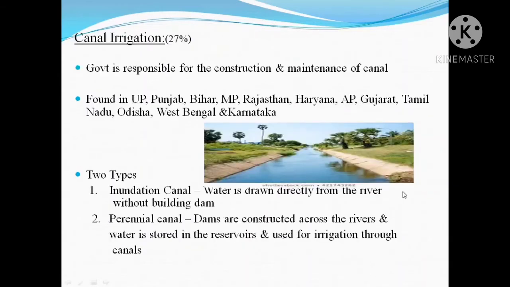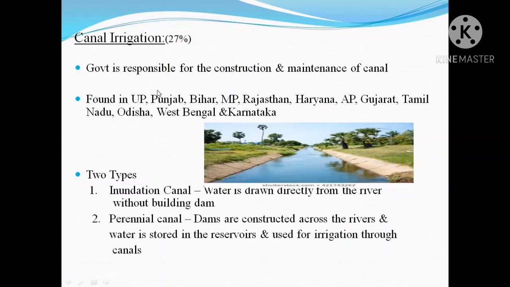Next, canal irrigation. You know the canal. This canal irrigation is not so easy. It is very costly and expensive. That's why the government is responsible for the construction and maintenance of canals. Nearly 27% of the irrigated land depends on canal irrigation. It is found in Uttar Pradesh, Punjab, Bihar, Madhya Pradesh, Rajasthan, Haryana, Andhra Pradesh, Gujarat, Tamil Nadu, Odisha, West Bengal and Karnataka. In these areas we can see this.